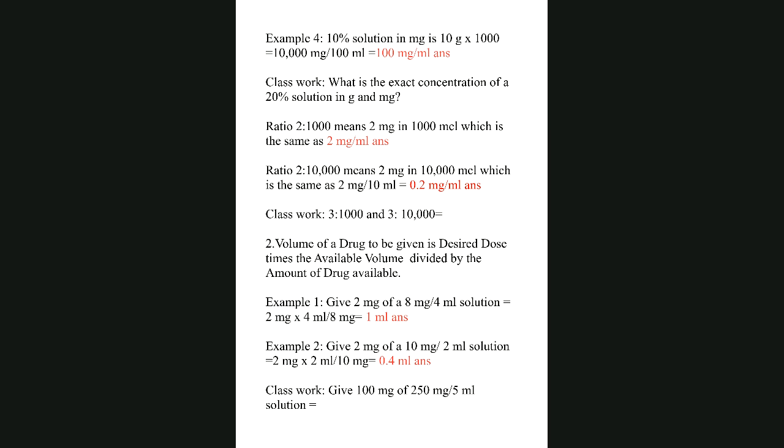Right? And if you see a solution that is 2 in 10,000, which is the same as 1 in 10,000 epi, that is the same as 2 milligrams in 10,000 microliter, which is the same as 2 milligrams in 10 mils. And the exact concentration of that would be 0.2 milligrams per mil. So that's 2 milligrams divided by 10 mils.